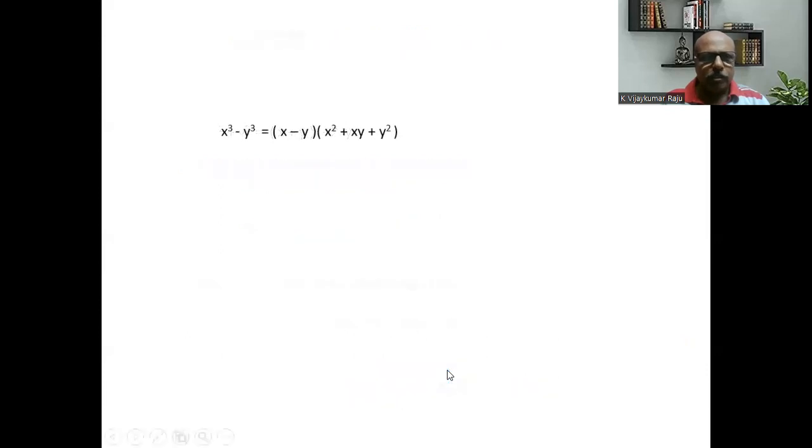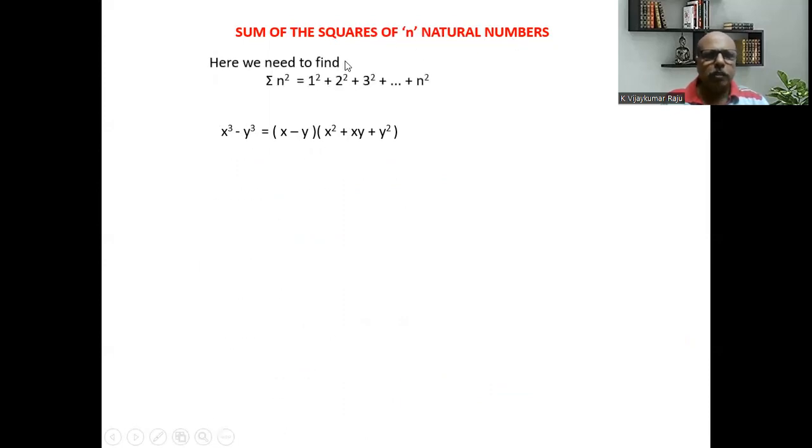Now we go for finding the squares of n natural numbers. N natural numbers means what? Squares of n natural numbers. So what we need to find is the sum of n squares, that is 1² + 2² + 3² and so on up to n². For finding this, we need to make use of this identity. To find the sum, we make use of the below identity.